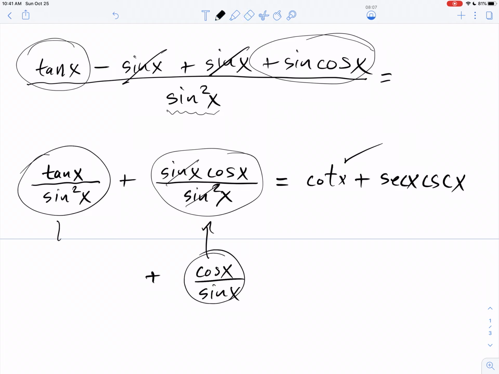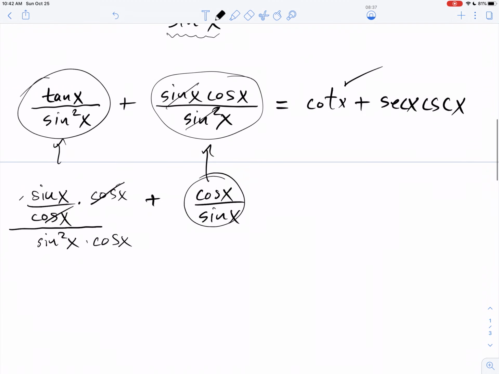But let's just focus right here now. And I would say tangent x, well, guess what tangent x is? It's the same as sine x over cosine x, divided by sine squared x. So I just did it this way. I said, you know what? I'm going to multiply the top by cosine x and the bottom by cosine x. Because if I do that, I get rid of the double fraction.